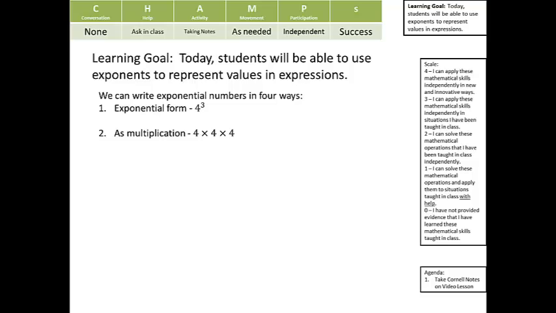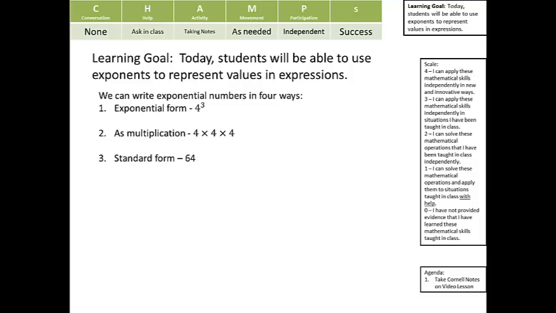The second way we can write it is as multiplication, so we can take the exponential form and turn it into a multiplication problem. You'll see that the 4, which is the factor that we multiply by itself, is written 3 times. Notice there's no 3 when we write it as multiplication. We don't write the number that's the exponent when we write it as multiplication. We write the factor the number of times that the exponent tells us to write it, and that's probably the biggest confusion that students have, is they want to do 4 times 3, which is not what the exponential form represents.